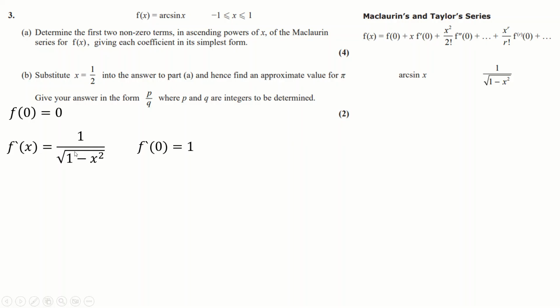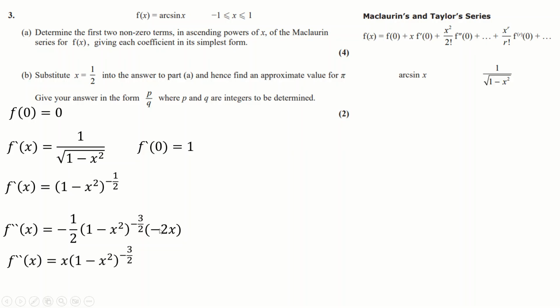Differentiate again. Now differentiate this. You could use quotient rule if you want. I never use quotient rule. I always just turn it into this and use a mixture of chain and product rule when I have to. So bring the minus half down, take away 1 from there, differentiate this, it becomes minus 2x, put it there. You can of course simplify that to that. Now when you put 0 into that, it of course goes away because of this x, so f dash dash is 0. So that term goes away.